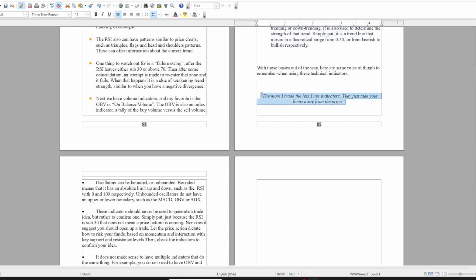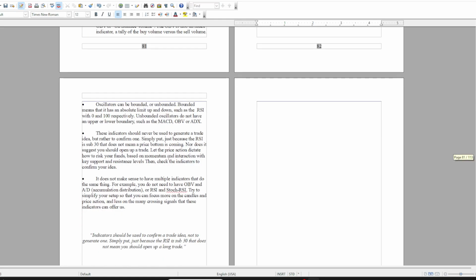What's really important to know, though, is that price leads. So you don't want to have too many indicators. You don't want to have RSI and stochastics and 5, 6, 7, 8 indicators or oscillators. They're going to take your focus away from the price. Something about being bounded or unbounded: I talked about the RSI being bounded with a fixed upper and lower limit. Unbounded oscillators are like the OBV, the ADX, or the MACD, for example.